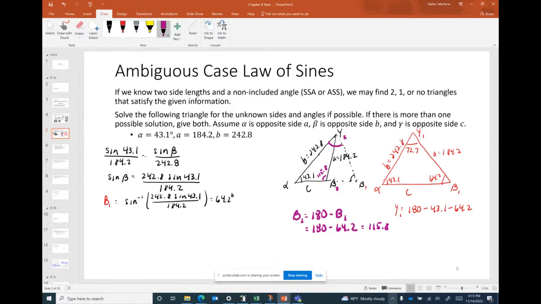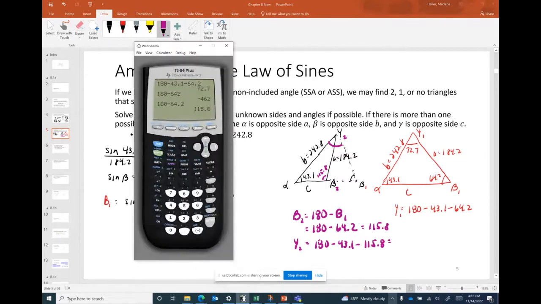All right, so then now what? Well, I've got to find my gamma sub 2, right? Well, I know that these are going to add up to 180, so I can say gamma, oops, not lambda, gamma sub 2 is 180 minus 43.1, this guy, minus beta sub 2 that I just found, 115.8.